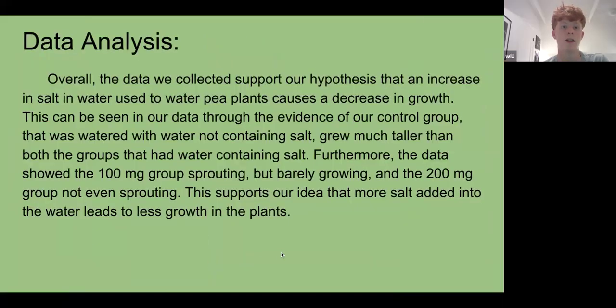Okay, so our analysis is that the data we collected supports our hypothesis that an increase in salt in the water used to water pea plants causes a decrease in growth. Our data is used as evidence as our control group that was watered with water that didn't contain any salt just grew the most out of any plant. And as you add more salt to the water, it just decreases and doesn't sprout. So the growth is affected.